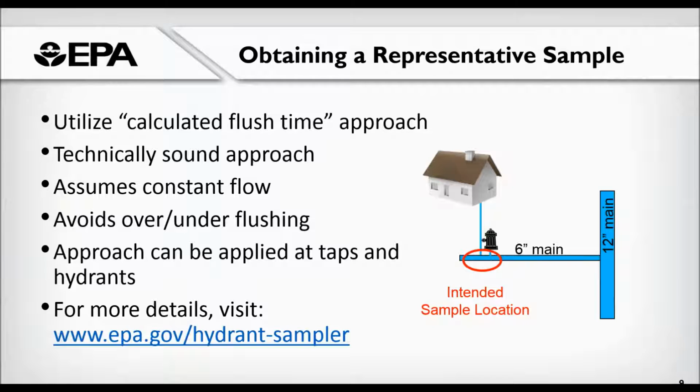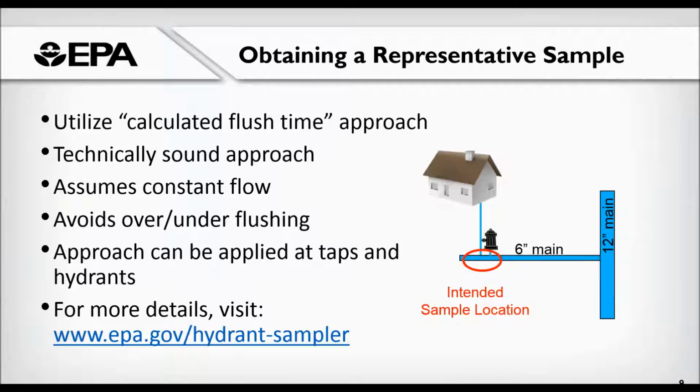Oftentimes, like I said, flushing approaches don't have a strong technical basis, and as a result, we have developed this calculated flush time approach for operators to use, which is pretty straightforward. Basically, it consists of estimating the volume of water that needs to be flushed. So you'd estimate the length of line as well as the diameter of the service line leading up to the location where you're collecting the sample, between that location and the water main.